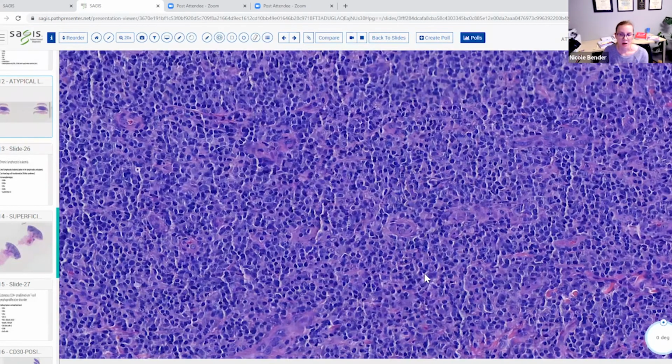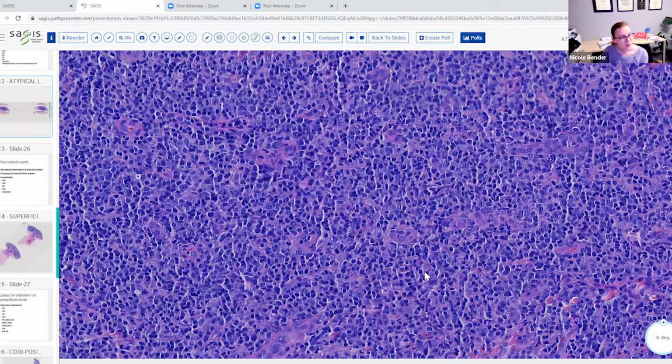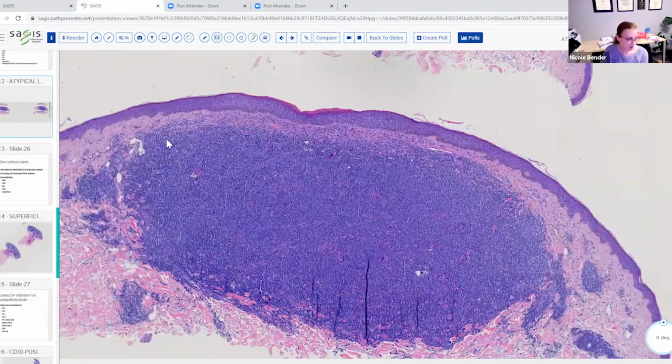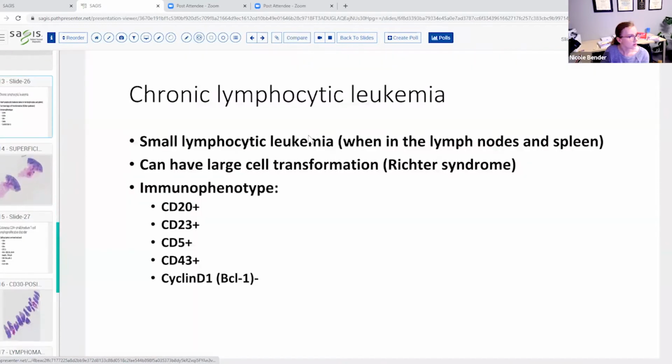These cells are morphologically mature, but functionally incompetent. So they look like normal lymphocytes, they just don't behave like normal lymphocytes. So this is a CLL infiltrate. CLL is called SLL, small lymphocytic lymphoma, when it's found in the lymph nodes and spleen. And it can have large cell transformation, which has a poor prognosis, called Richter syndrome.